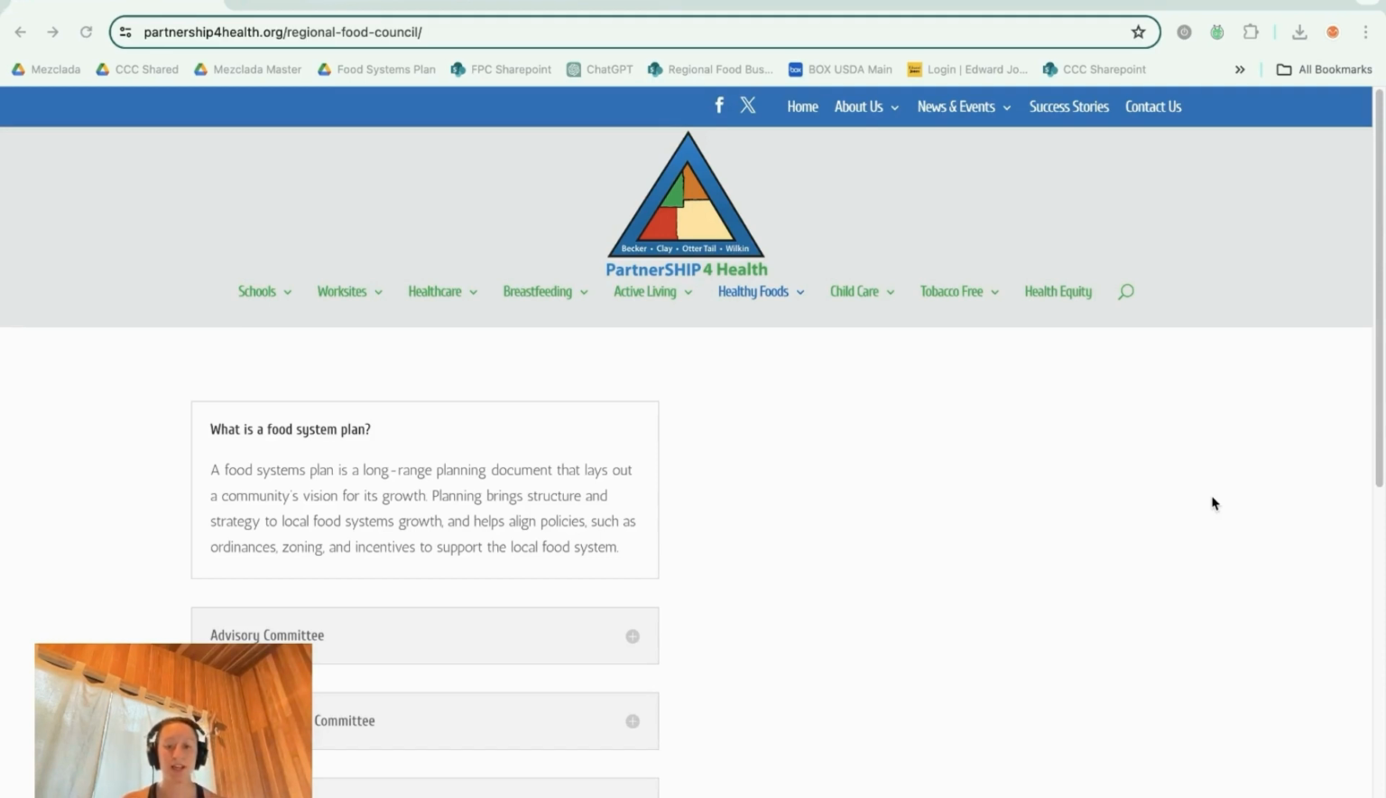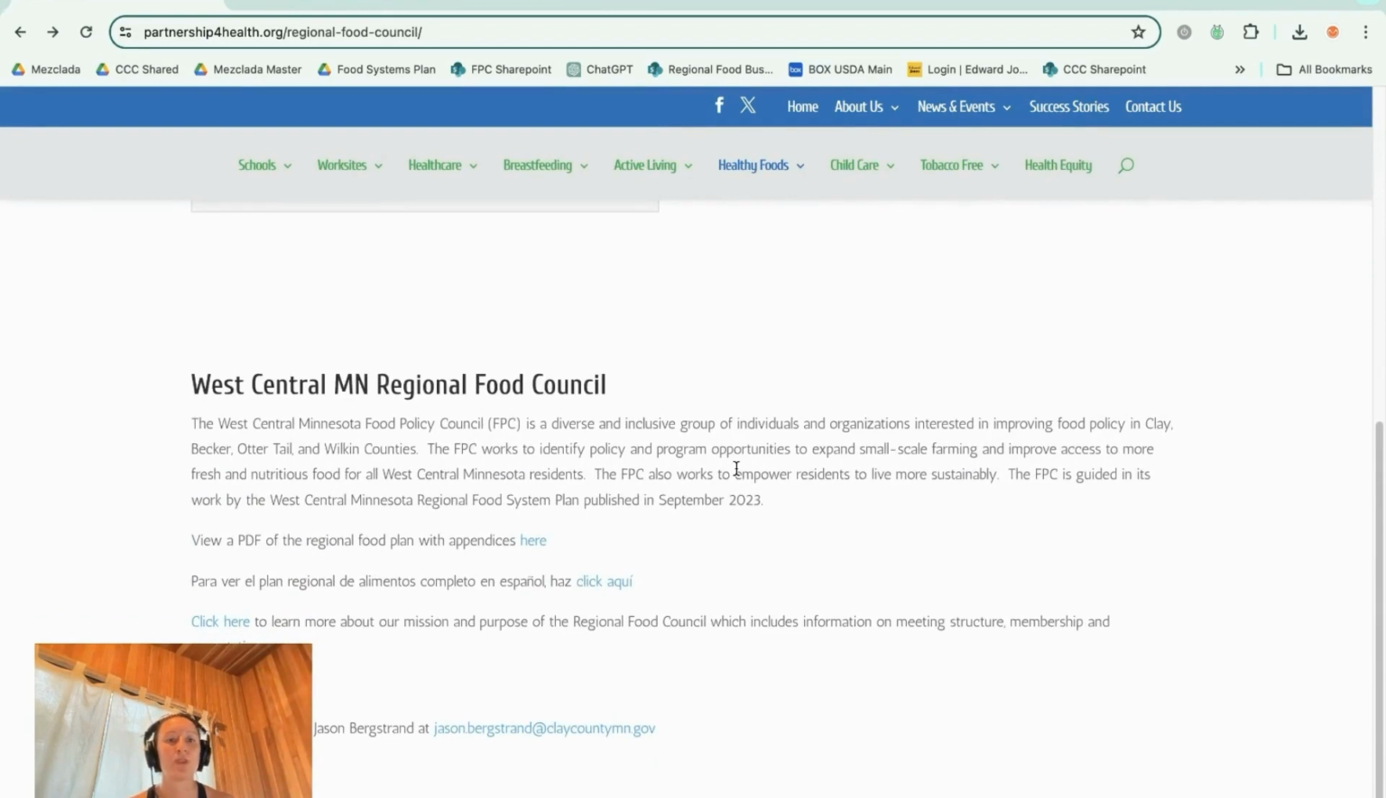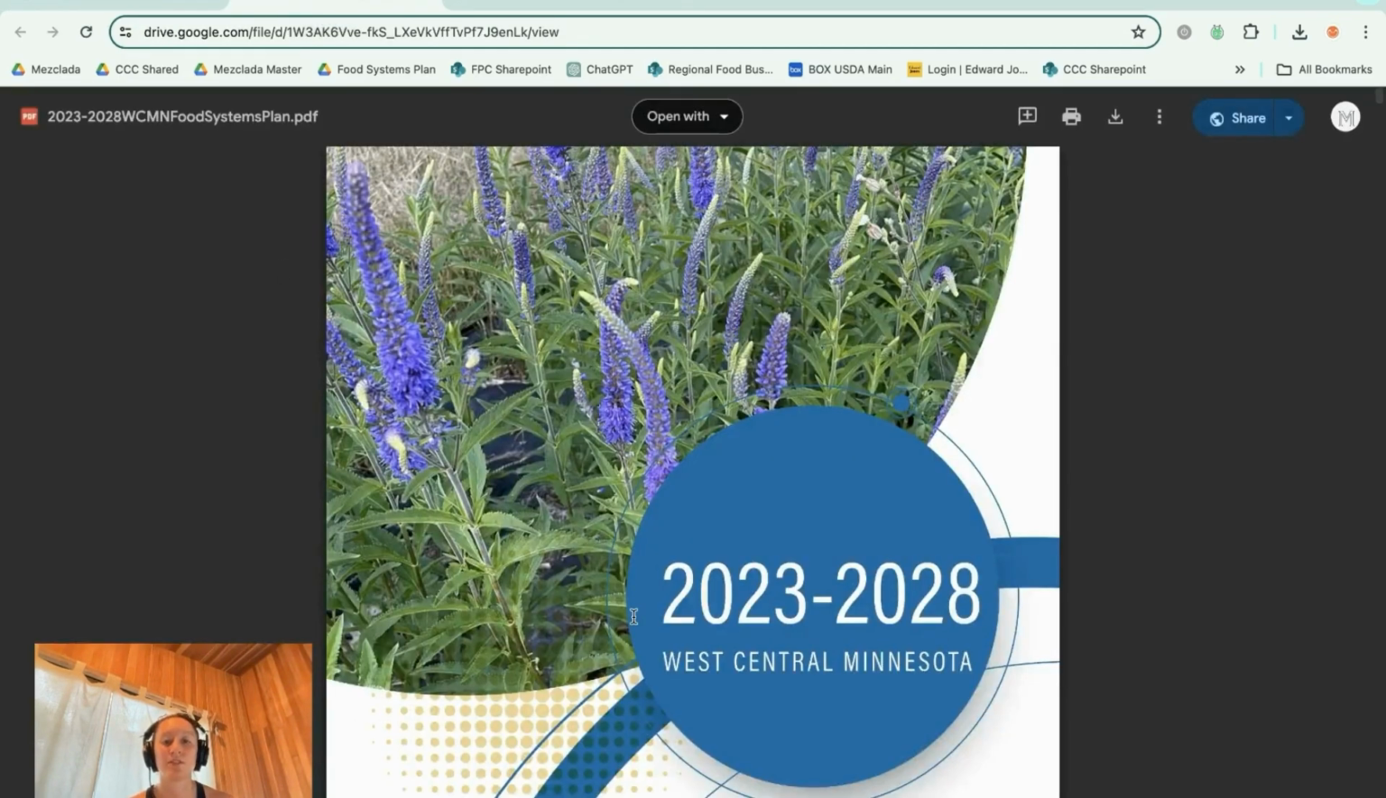So to start, the Regional Food Council that I'm helping facilitate and provide project management administrative support for, we had like an 11-month planning process that went into creating what is called a Regional Food Systems Plan. What you're looking at right now is Partnership for Health's Food Council page. So if you go to this Healthy Foods tab at the top, Regional Food Council, that will take you here. And the information that is most relevant for the work that I'm doing, some of it at least, is this PDF of our regional food plan. So I have that pulled up in this other tab here.